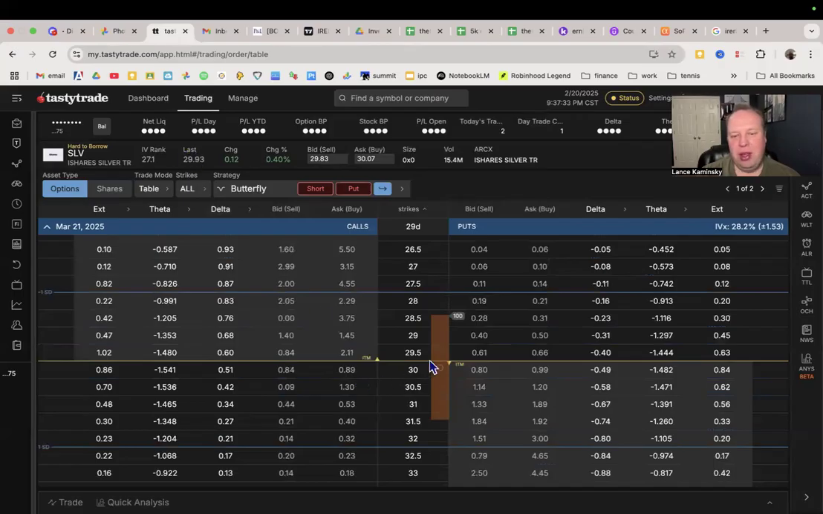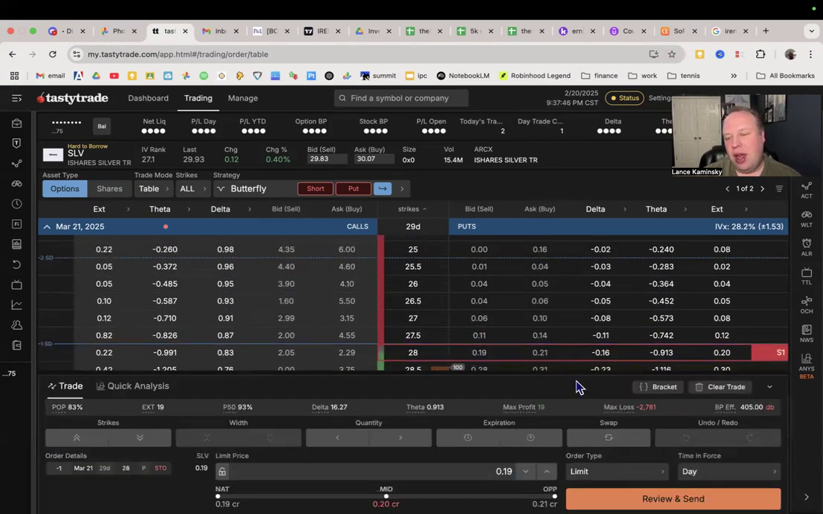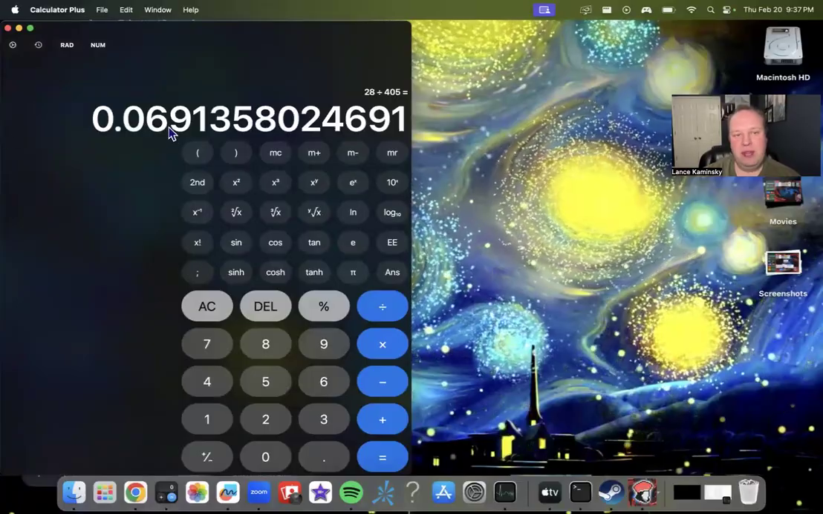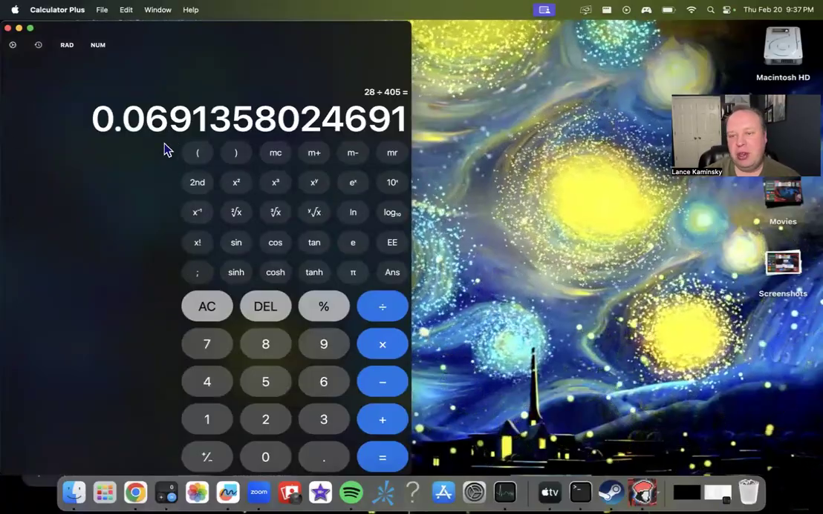It's at 29.93, about 30. You could sell the 29 and make $40, 45 or so. If you want to be safer, sell the 28 and make about $20. Selling the 28, $20 off 405, is pretty good. That's 7% on your money off the margin. Okay.